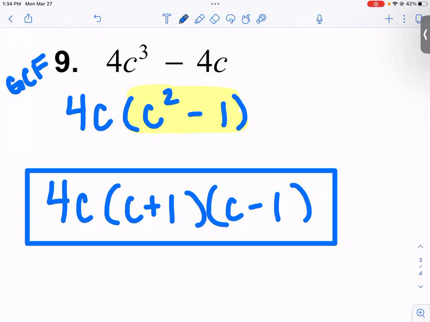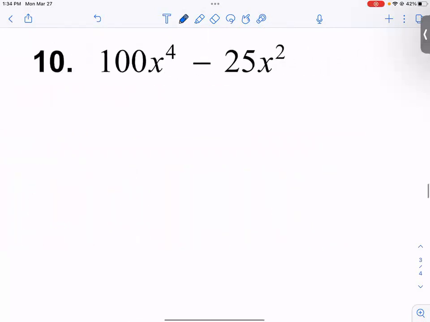Try that again. Are you ready? No. Let's try number 10. I have faith in us.